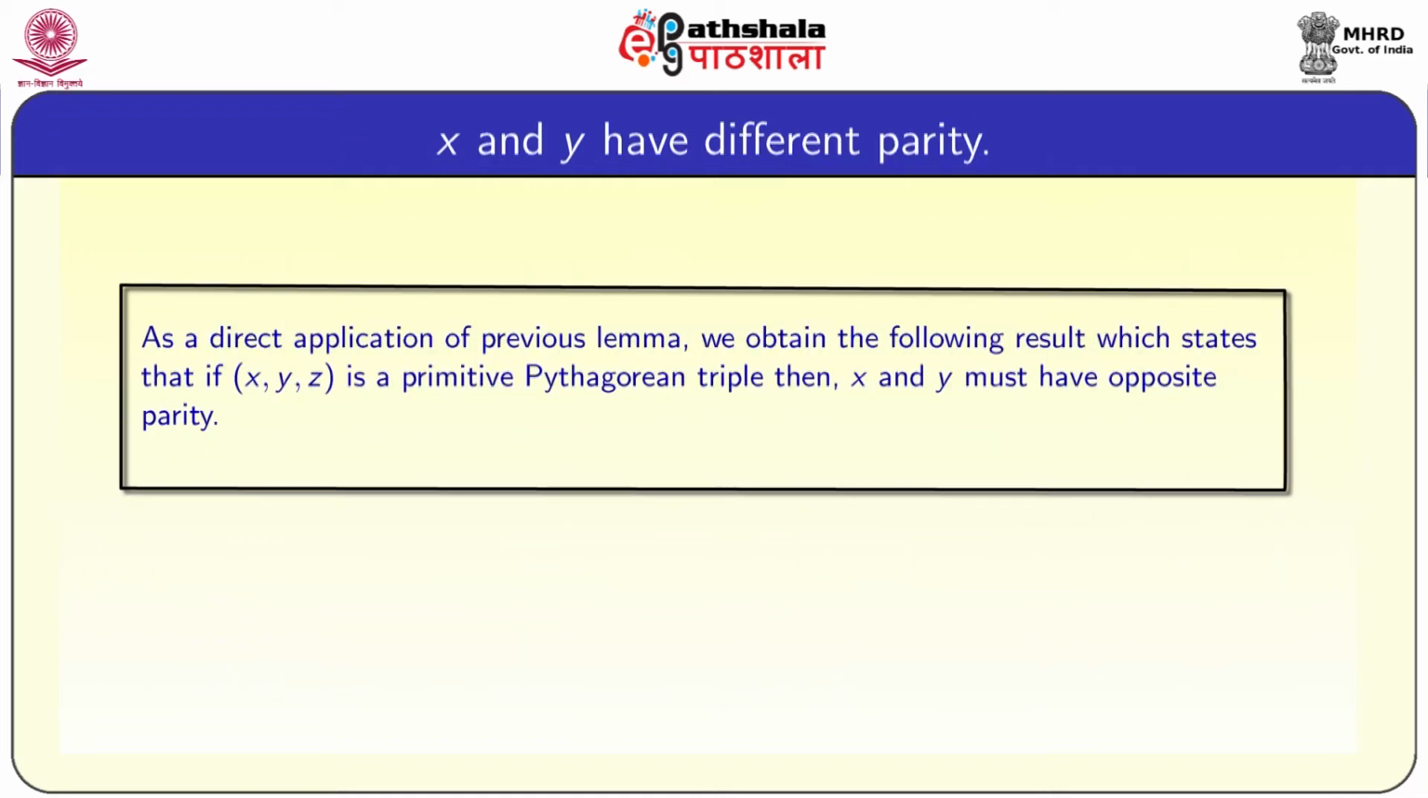Now, another interesting property of primitive Pythagorean triples is that x and y have different parity. That means once we fix x square plus y square equal to z square, then x and y have different parity whenever we are looking for primitive Pythagorean triples. As a direct application of the previous result, we obtain the following: if x, y, z is a primitive Pythagorean triple, then x and y must have different parity.